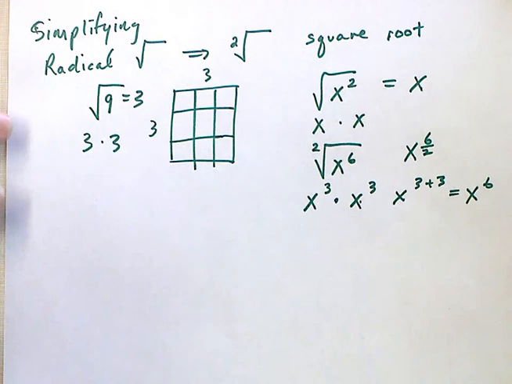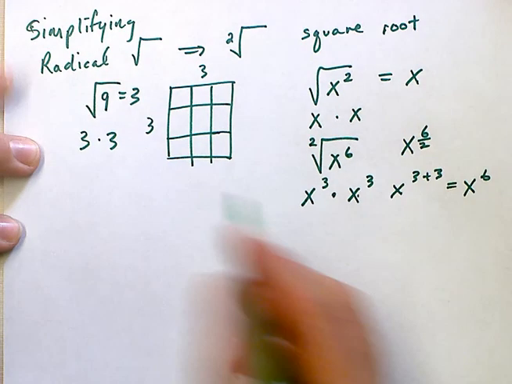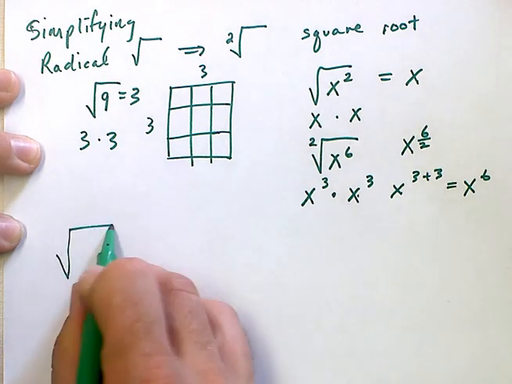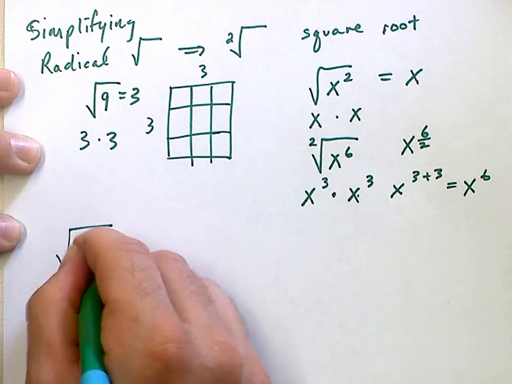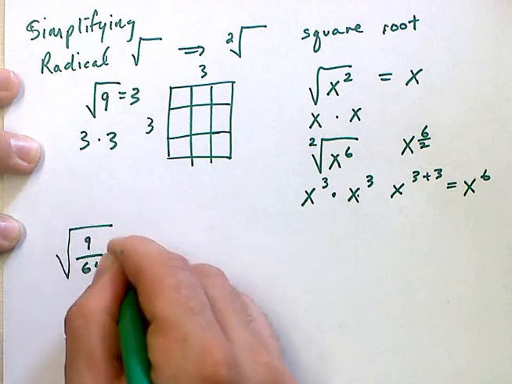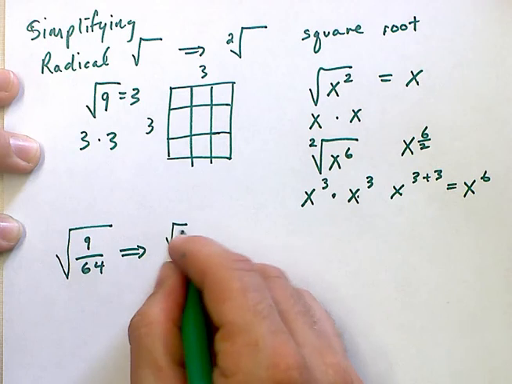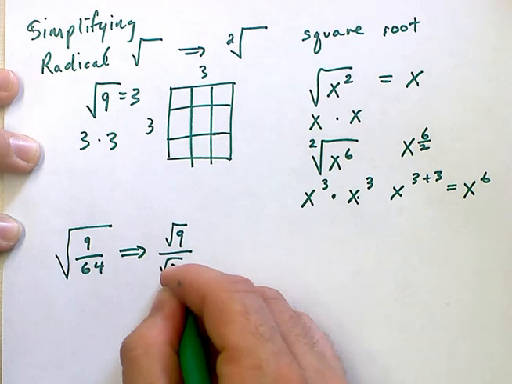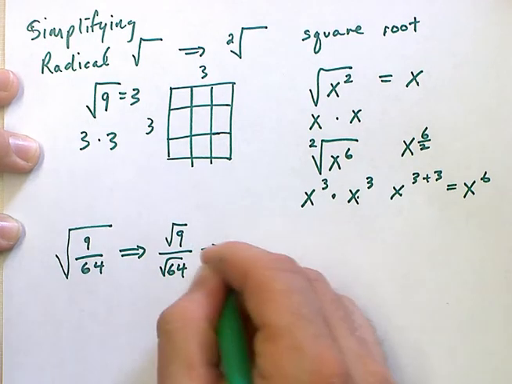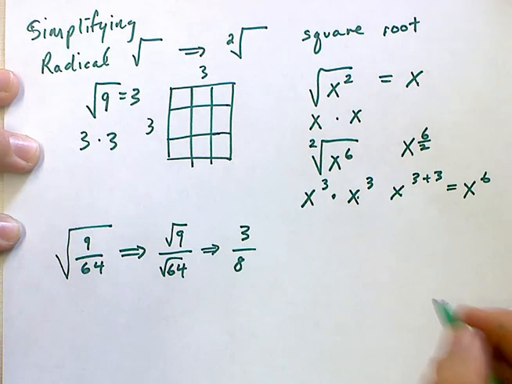Now let's look at a couple examples. Let's say you get an example where you have a fraction form, like 9 over 64. Well, you could just look at this like a square root of 9 over a square root of 64 and say the answer to this would be 3 over 8. Again, we're just working with numbers and radicals here.